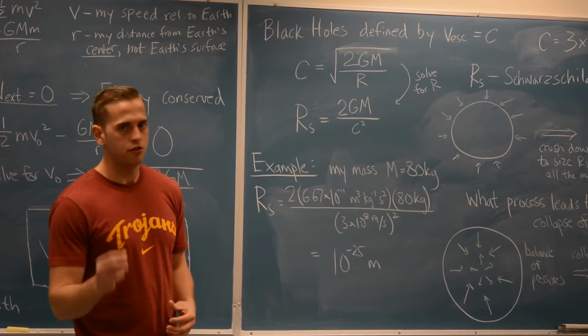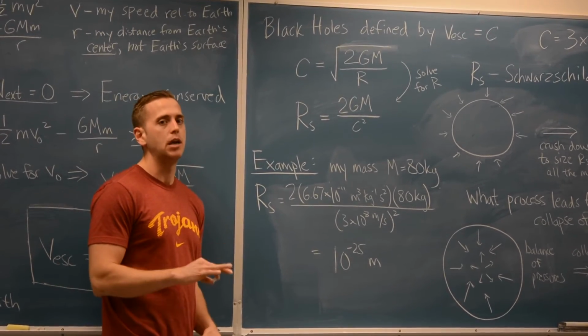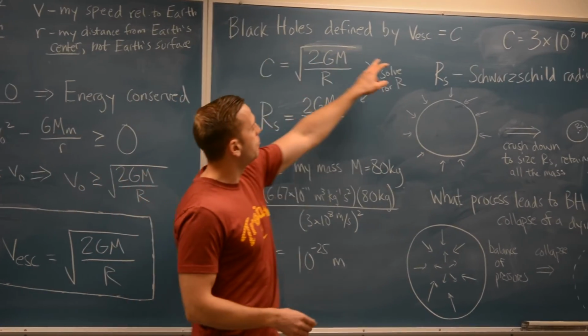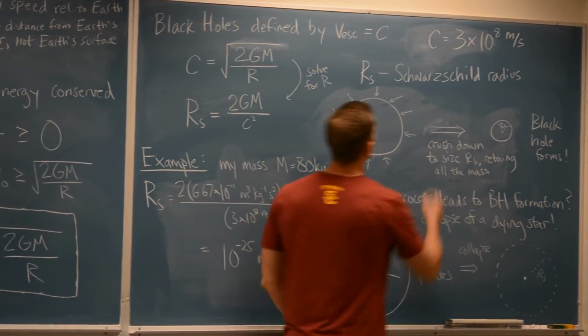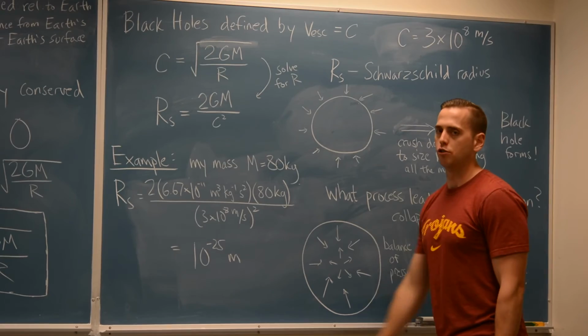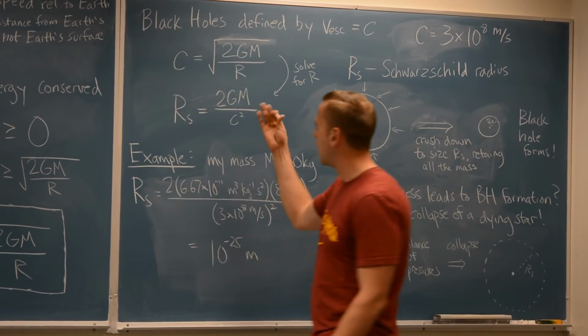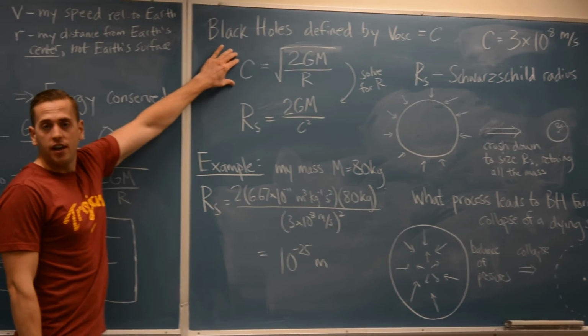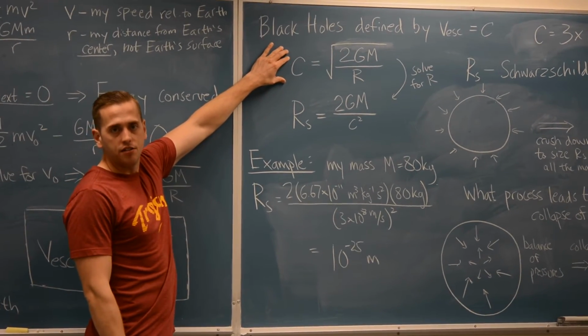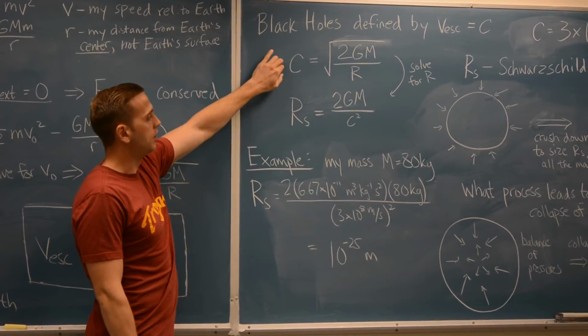So, in a sense, you can just define a black hole by its escape velocity. We can set the escape velocity equal to c, the speed of light, where the speed of light is 3 times 10 to the 8 meters per second. And we can see what happens when we do that. Right here, I've taken the escape velocity equation and set the escape velocity equal to c.